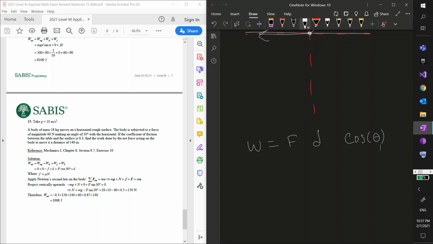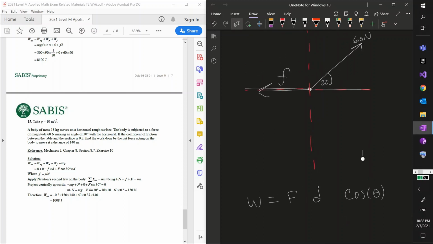So what are your forces acting on the horizontal? Here the angle is 0. The friction is making an angle 0. Cosine 0 is 1. And here you need to find the component on the x-axis, which is this one. Call it capital F1, which is just going to be 60 cosine 30, right?